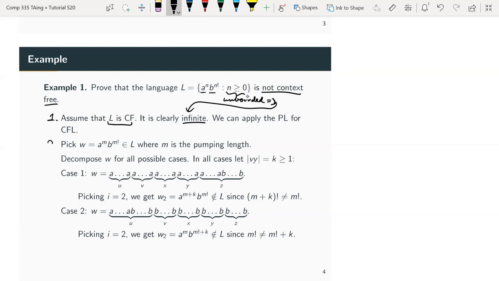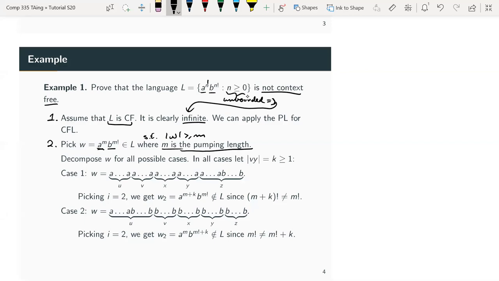The second step is you want to pick a particular string w in L, such that |w| is at least m, where here we're again assuming that m is the pumping length for context-free languages. Here, a very easy pick is just replacing the n by the m. So instead of a^n b^(n!), you have a^m b^(m!). Clearly, the length of w is at least m because you have at least m a's. So the pick for w is correct so far. Now we're going to see why it's going to help us in disproving that L is context free.